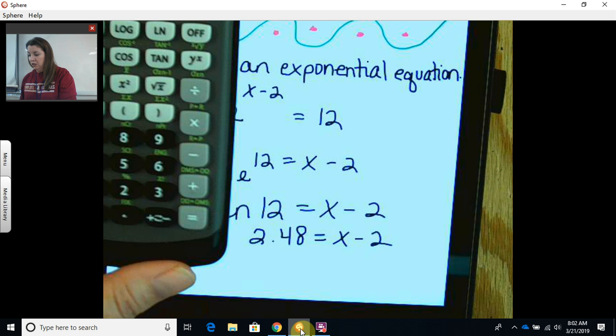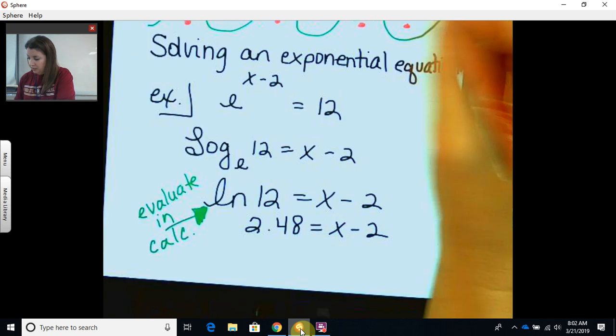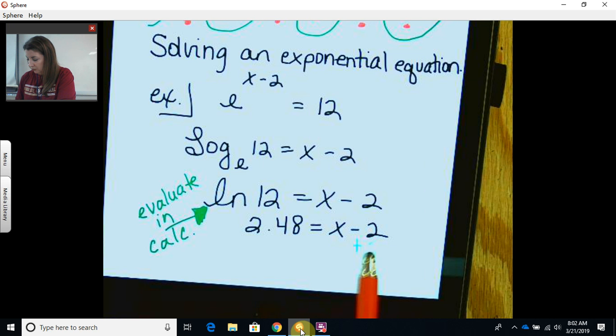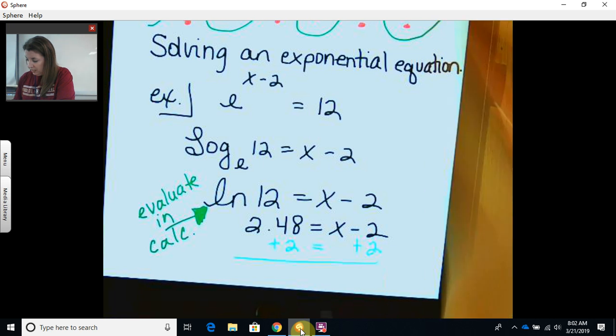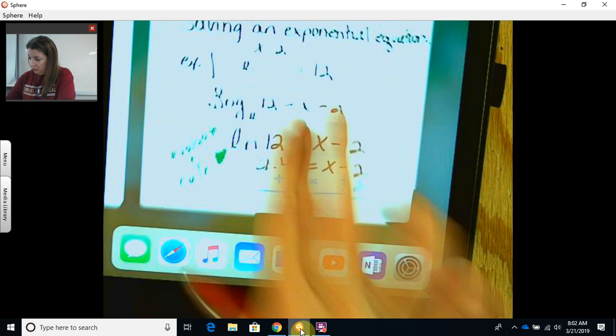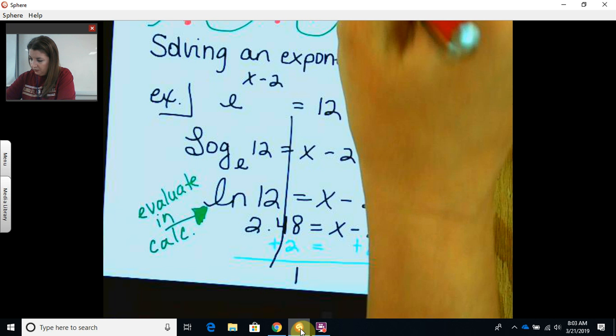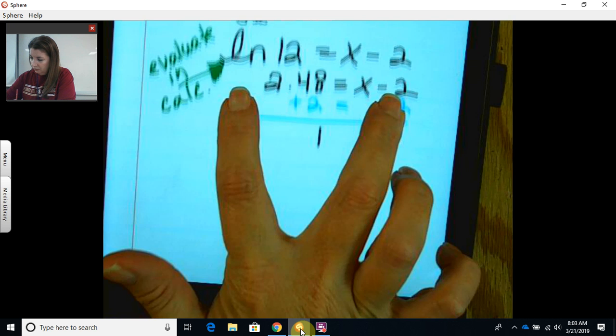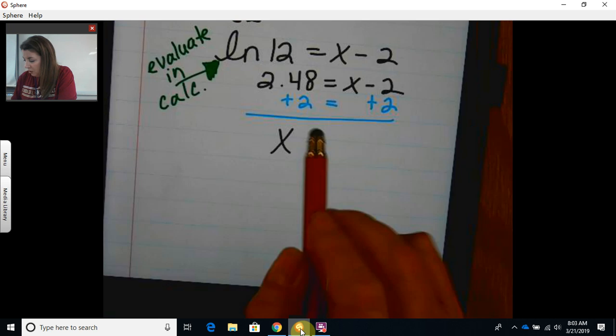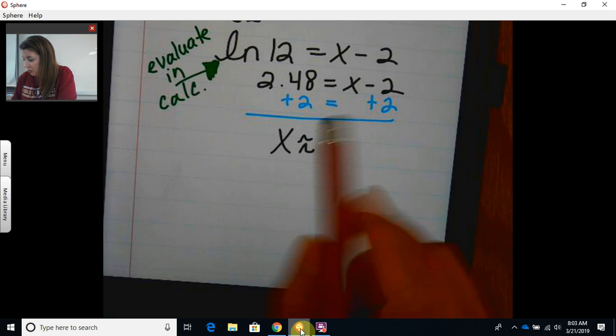What do you think we do from here? Yeah, add 2 to both sides. And x is, oops, didn't mean to do that. Try it again. X is, I rounded 2.48, so I'm going to say approximately 2.48 plus 2. It's approximately 4.48.